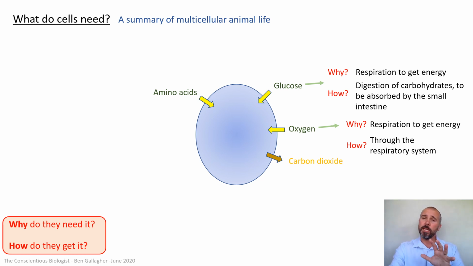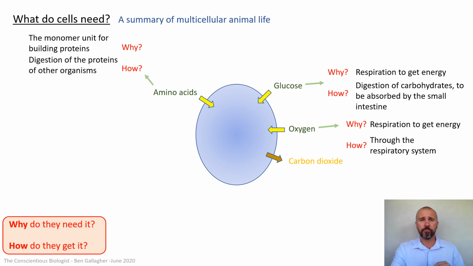Really, really important one, the amino acids. Now, hopefully you remember from the proteins videos, amino acids are the monomer units for building proteins. Proteins are built out of amino acids, just like a house is built of bricks. Okay, amino acids are the monomer units. So that then kind of answers the question as to why we need amino acids. It's because they're the monomer unit for building proteins, and proteins do everything. How do you get amino acids? It's digestion of the proteins of other organisms. So almost everything you eat is cells of other organisms.